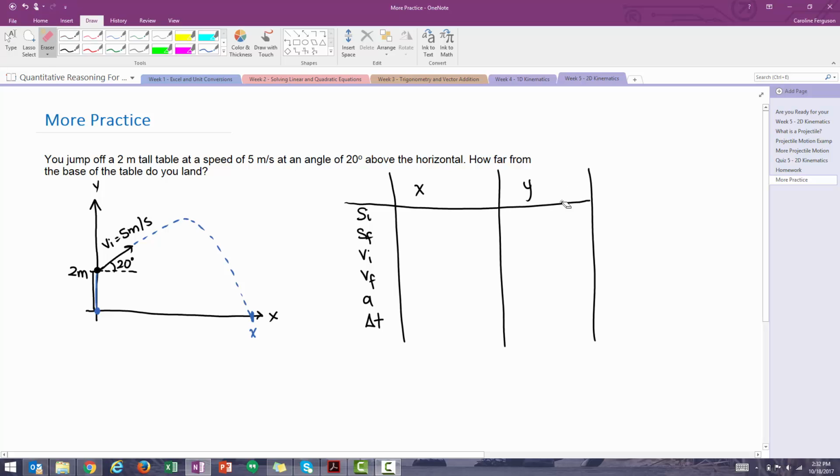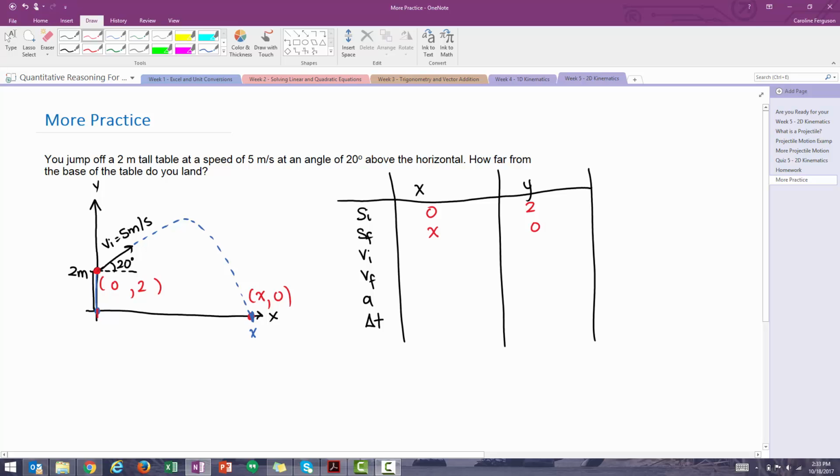Okay, so now to do my S initial and S final, those are my initial and final positions. So I'm going to take a look at my drawing. This is my initial point right here. If I were to draw that as a point with an x and a y coordinate, my x coordinate is 0 and my y coordinate is 2. So I'm going to put 0 and 2 in here. My final position is when I land on the ground. My x coordinate there, I don't know what it is, but I called it x, and my y coordinate is 0. So I'm going to put in x and 0.